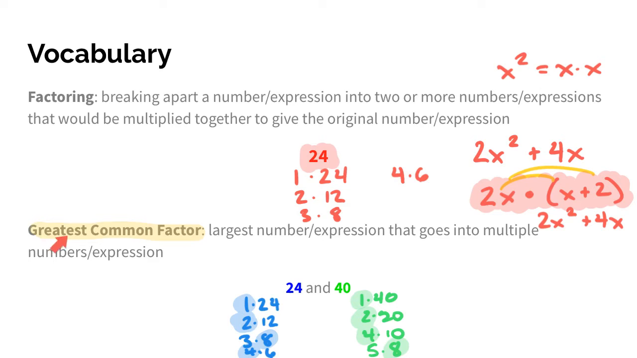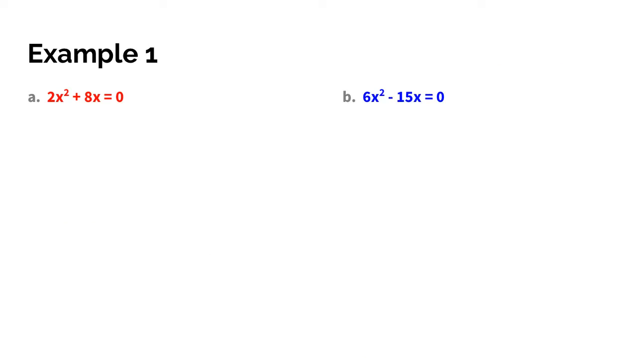Now, what is the greatest of these common factors? The greatest common factor in this case would be the number 8, because both numbers have 8 in common, and it's the largest of the two. Now, this is, again, the greatest common factor we can find between two numbers. What we're going to look at is trying to find the greatest common factor between two expressions.